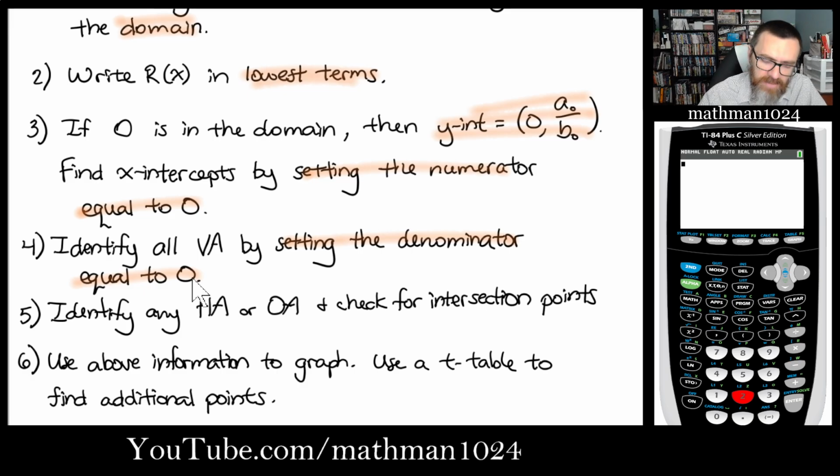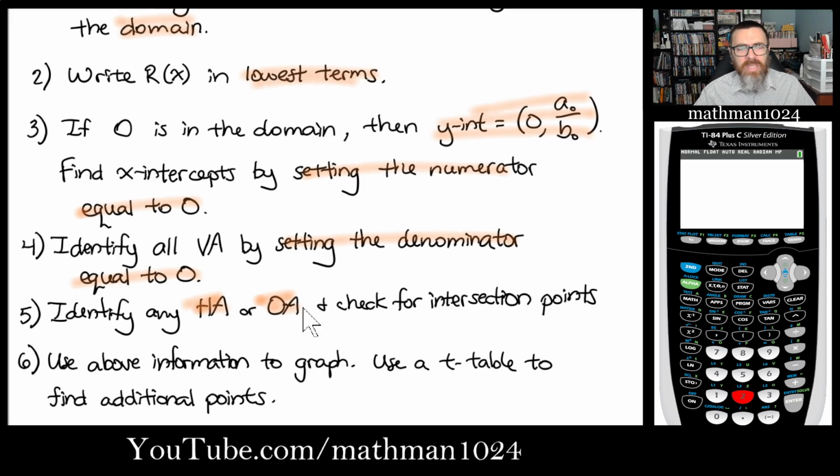And step 5 is to identify any horizontal or oblique asymptotes that you have and check for intersection points, because it is possible that your graph will intersect your horizontal or oblique asymptote. Now, it doesn't do that all the time. Sometimes it does, sometimes it doesn't, but we do need to check for that.